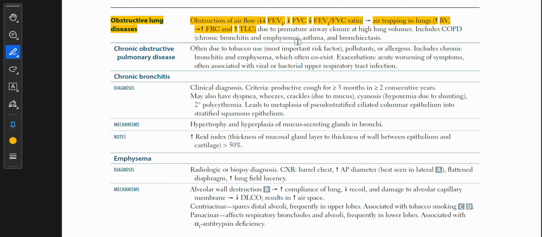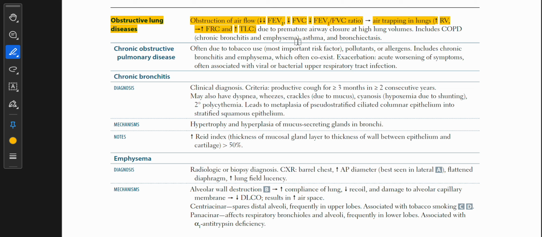So let's go into chronic bronchitis. We will read about chronic bronchitis, then emphysema, then also asthma, and we'll read about bronchiectasis. These are COPD, right? We talked about this earlier.